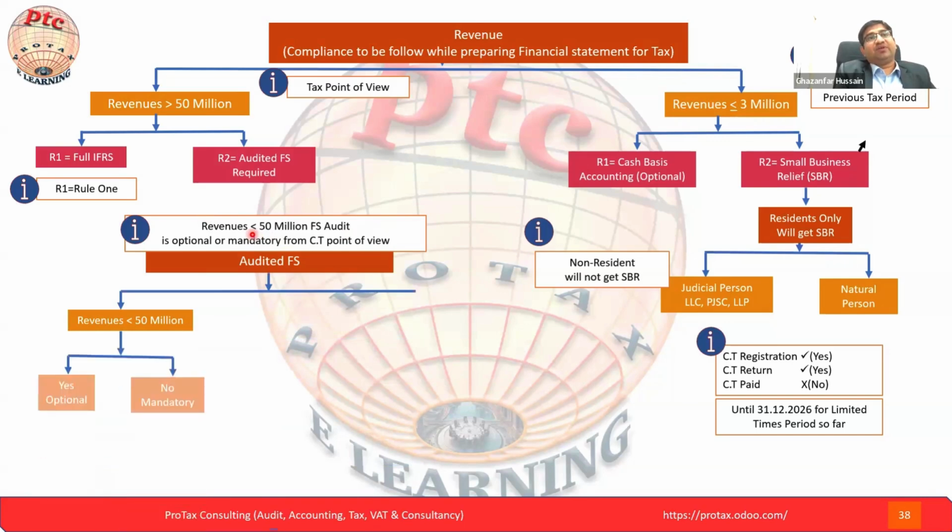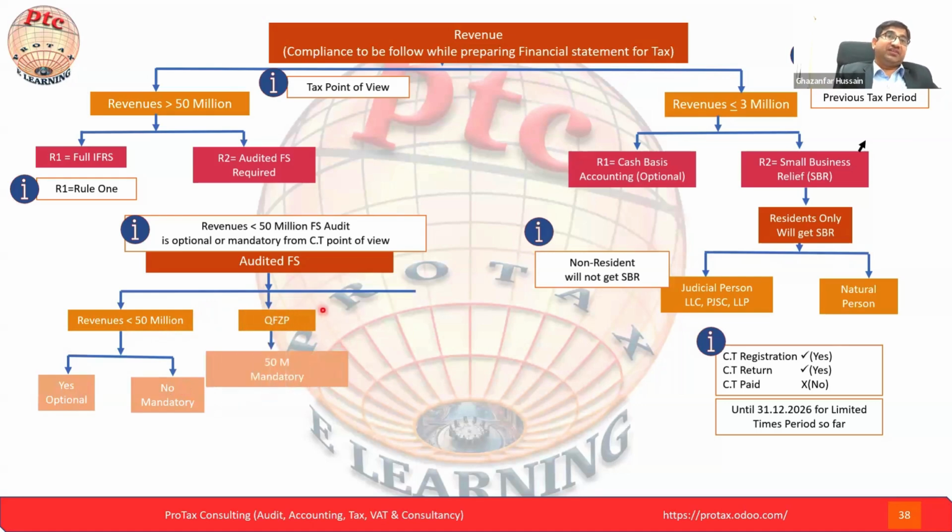If revenue is less than 50 million, the audit requirement is optional, not mandatory. Here we are talking about the AED currency. Just reminding again, the criteria is 50 million AED, UAE dirham. If revenue is less than 50 million, the audited financial statement is optional. You can just prepare your financial statement as per IFRS for SME, and it's not mandatory.